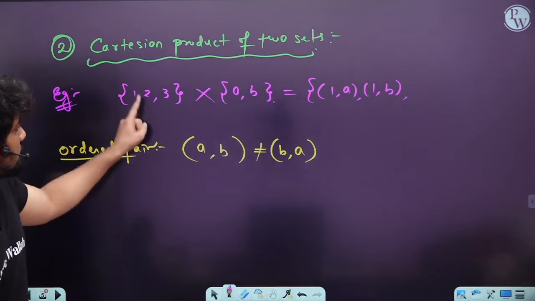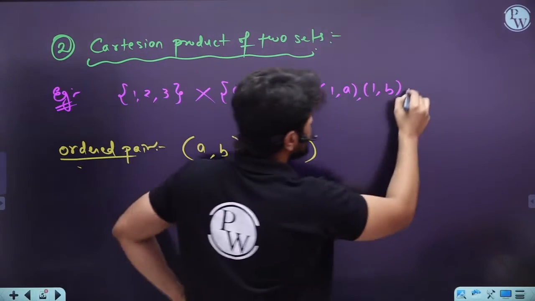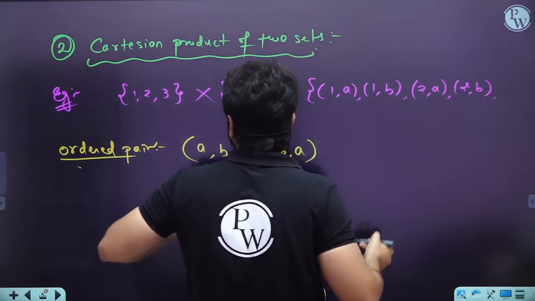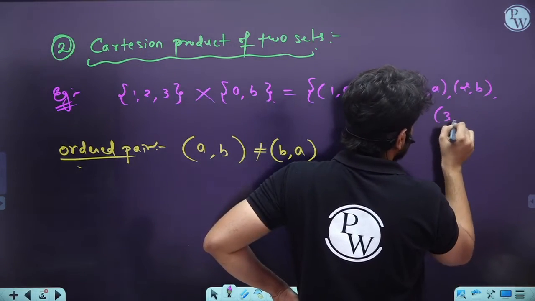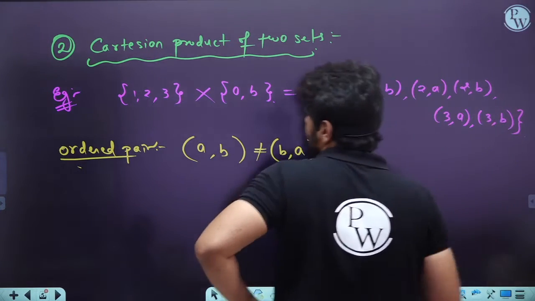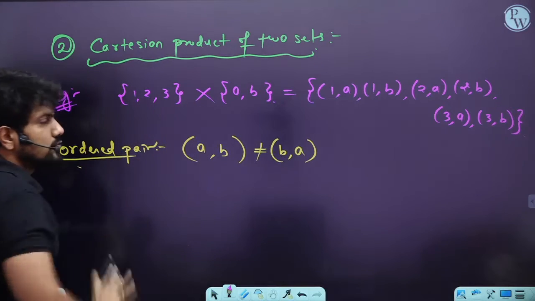Then I have 2 comma a, 2 comma b. Then I have 3 comma a, 3 comma b, right? This is the Cartesian product of these two sets.